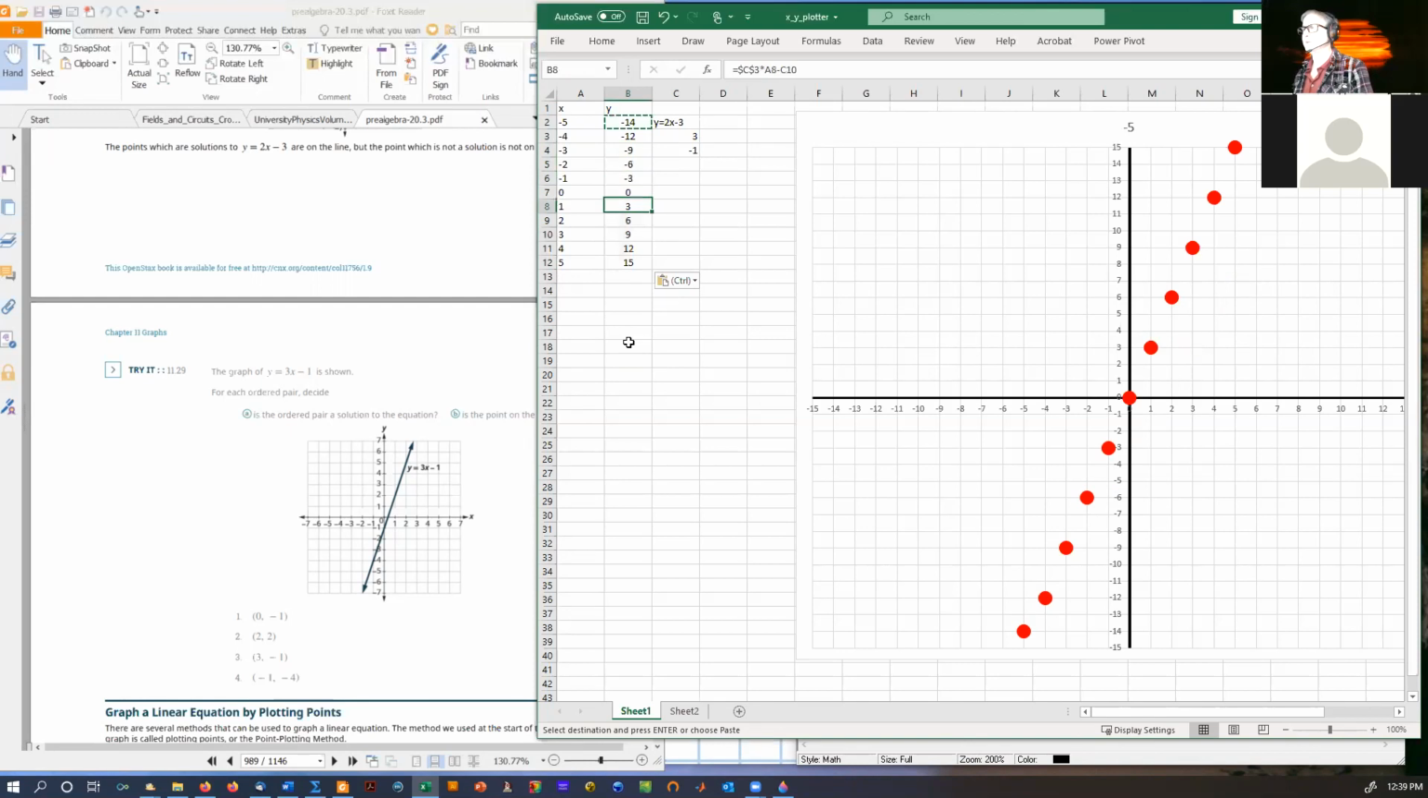So there's our line, and this is y equals 3x minus 1 now. And now we can test and see if the points they've given us are on the line. So we can have 0, -1, right? Does that lie on the line? No. So that's not a solution to this equation.